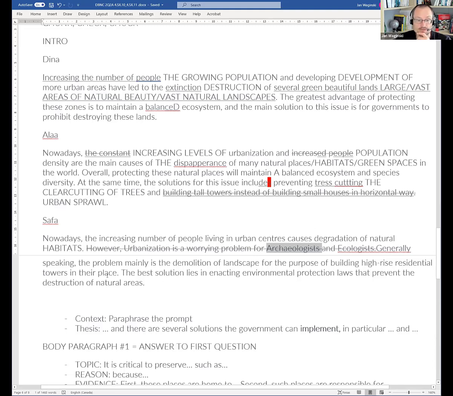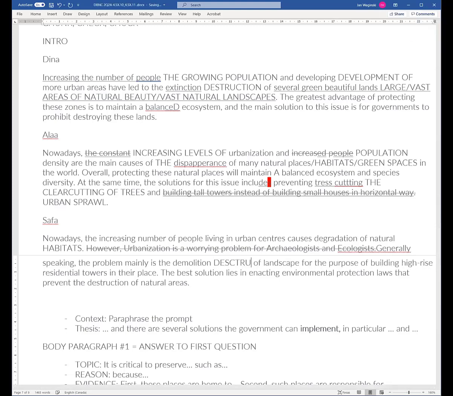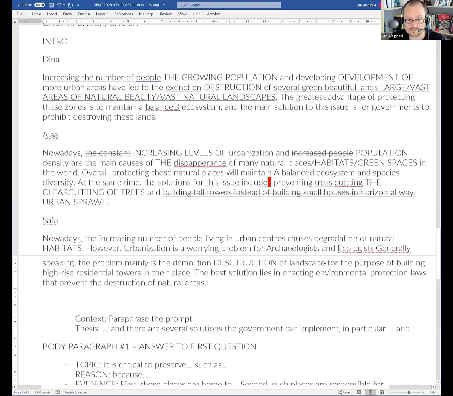Natural habitats. Generally speaking, the problem mainly is the demolition of landscape for the purpose of building high-rise residential towers in their place. Okay, so you don't really demolish a landscape. You can demolish a building. You know, we hired a demolition company to knock down the old building. Okay, like degradation. Degradation of landscape. Yes, the degradation or the destruction. Destruction of landscapes.